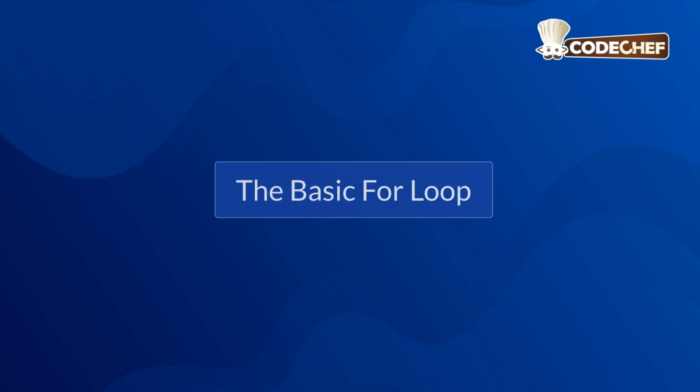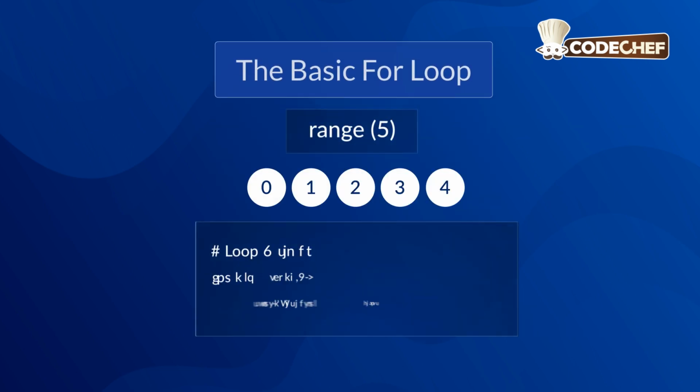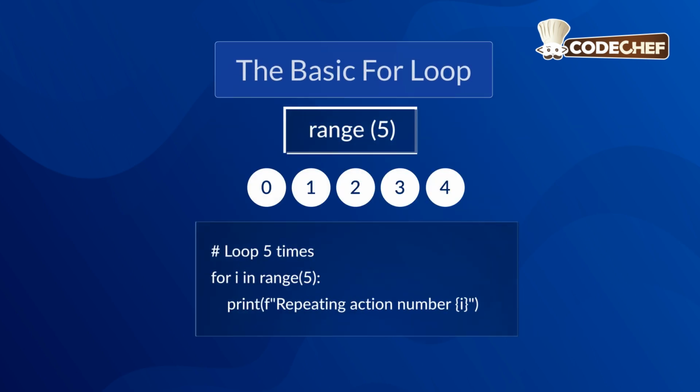The most common way to create a for loop is with range. Range 5 generates a sequence of numbers starting from 0, up to, but not including, 5. The for loop then runs once for each number in that sequence. It's a simple and powerful way to run a block of code a specific number of times.